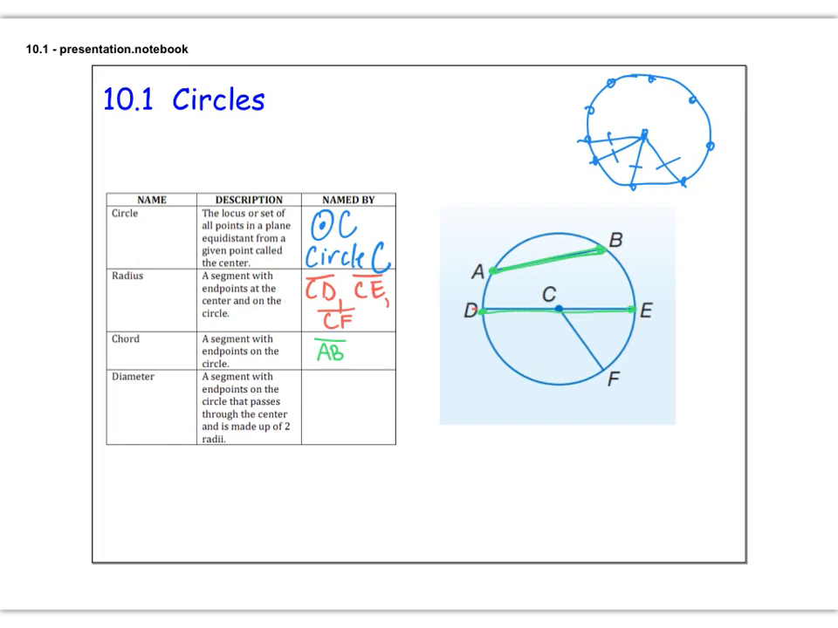That is technically a chord, but it is a special chord. Because it goes through the center, DE is not only known as a chord, but it's also known as a diameter. A diameter is a segment with endpoints on the circle that passes through the center, and it's made up of two radii. So in this picture, DE is the only diameter that's drawn in on the picture.